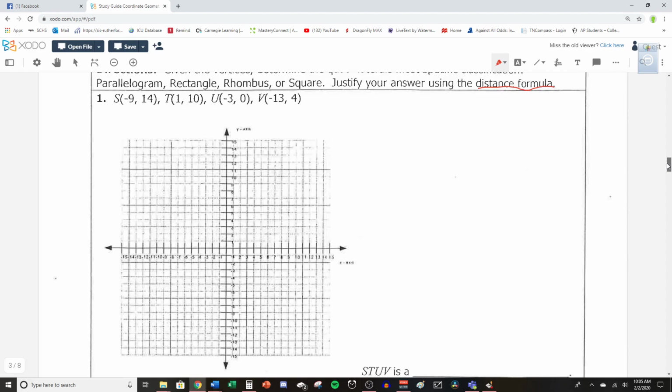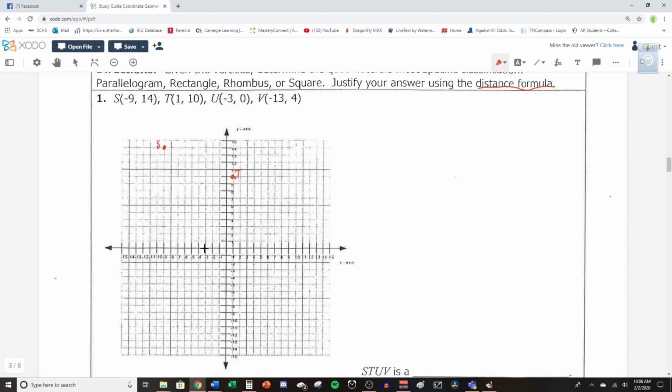Okay. So we're going to plot these points, and if you have your own graph paper you want to do this on, that's fine. So we have negative 9, 14. Negative 9 is here, up to 14. So right here. That's going to be S. Then we're going to go to T, which is 1. Positive 1 is here, up to 10. So right here. It's going to be T.